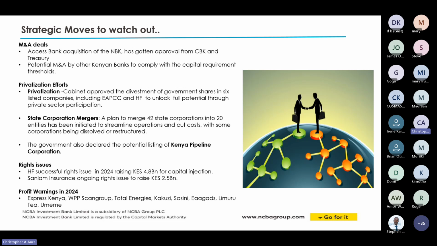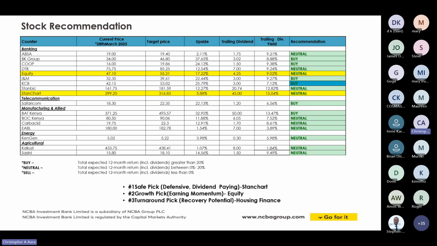So that's what has been happening in the market. Finally, everything that we've been saying is just to help us make an informed decision and also pick the best stocks that we can invest in. The table you're seeing here, I'm not going to go through. This is what we usually do at NCBA. Every month we release stock picks, we share it with our shareholders, with our clients.